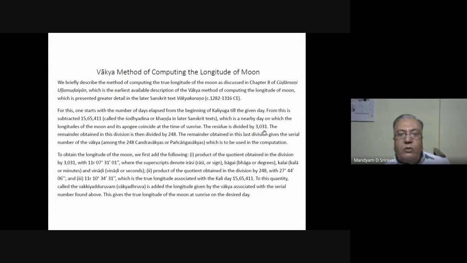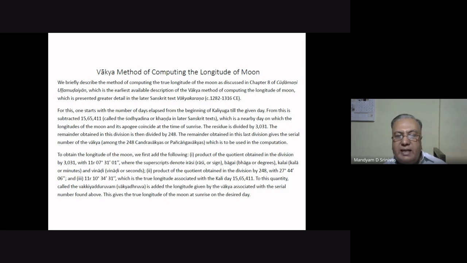Then whatever remains, the 3031 and 248 are numbers related to what is called the anomalistic revolution. That is, both moon and apogee complete full revolutions. So in 248 days, they complete 9 revolutions, and in 3031 days, they complete 11 revolutions. Then do a reverse calculation. You divide by these two and find the final remainder. That remainder will be smaller than 248. So that will give you the number of the Chandra Vakya that you have to use.